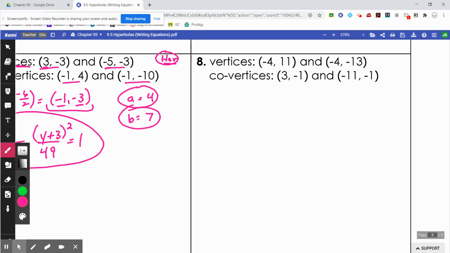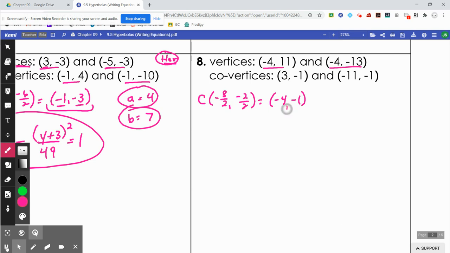Okay, number 8. Again, they give us vertices and co-vertices. Let's find our center first. Center is going to be the midpoint of either set. Add your x's, divide by 2, add your y's, and divide by 2. So your center is located at -4, -1.